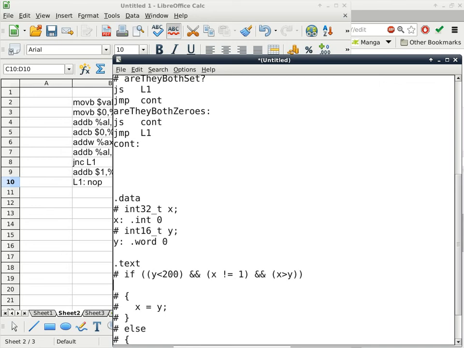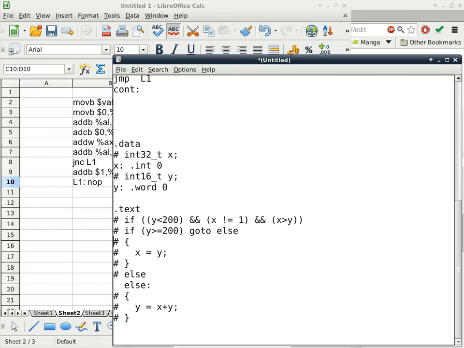With a conjunction, you basically say if the first condition is false, bam, go to the else case. If the second condition is false, bam, go to the else case. If the third condition is false, bam, go to the else case. Because the only remaining part is, well, if they're all true, then we'll go ahead and perform the then part. So that's why you boil this down to: if y is greater than or equal to 200, go to else. And we'll just put an else label here.